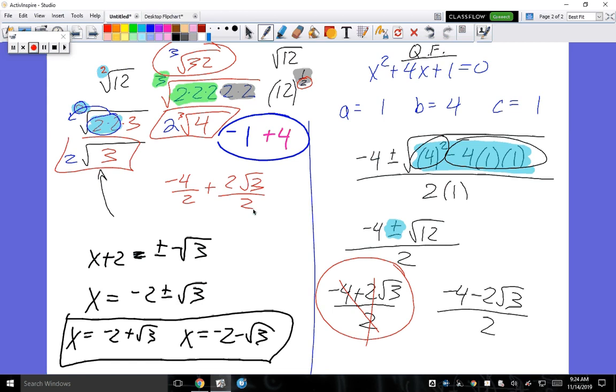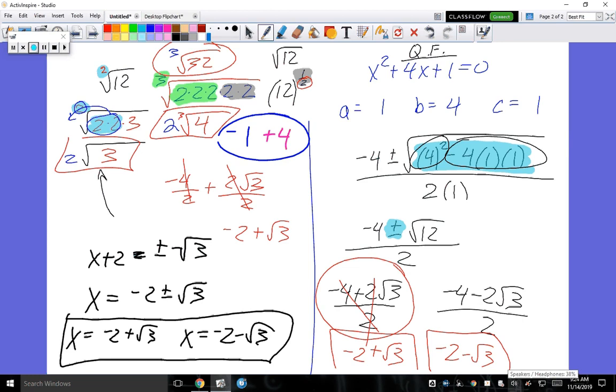Okay? This will reduce to what? Negative 2. Plus what? Square root of 3. So this answer is negative 2 plus root 3. Okay. What's the other answer? Negative 2 minus root 3. Those are both my x equals.